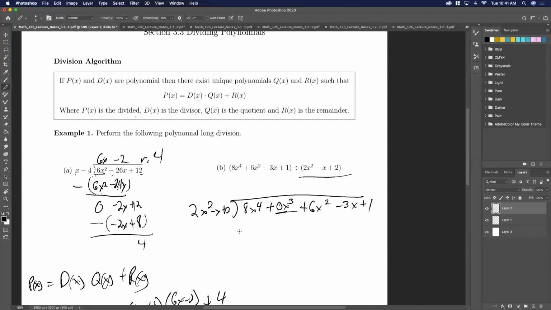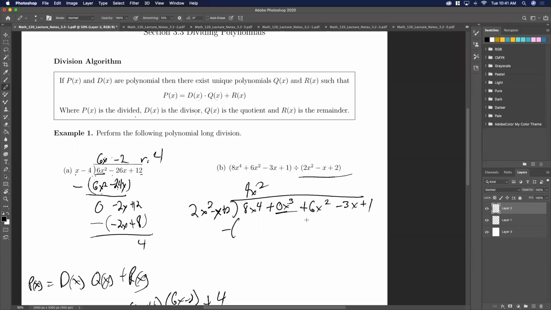Because if I didn't plug that in, I might accidentally divide my cube term by my square term. It's easy to do. So always put in your empty terms. So here, if I have 8x to the 4th and I want to get rid of it, what do I multiply 2x squared by to get 8x to the 4th? Well, that'd be 4x squared, right?